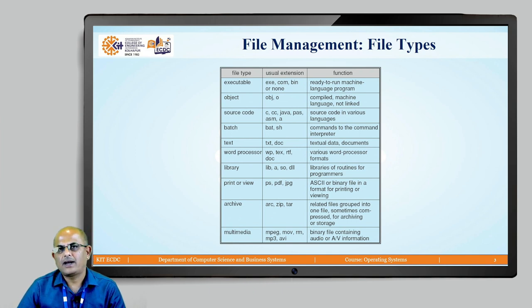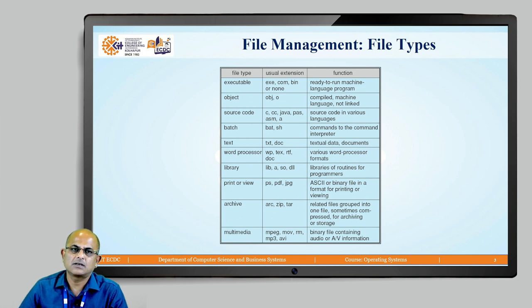Then comes object files. Generally, they end with .obj or .o. These are basically the compiled files, but not yet linked. Then comes source code files, that is the programs which we write using any programming languages such as C, C++, Java, and end with the extension .c, .cc, .java or something like this. Then comes batch files, so they generally end with .bat or .sh. Then these are generally the commands to the command interpreter.